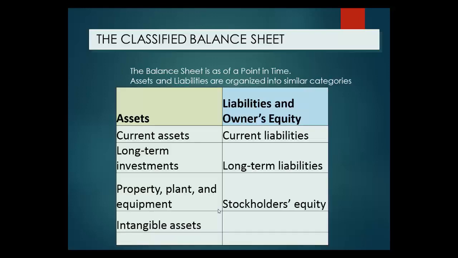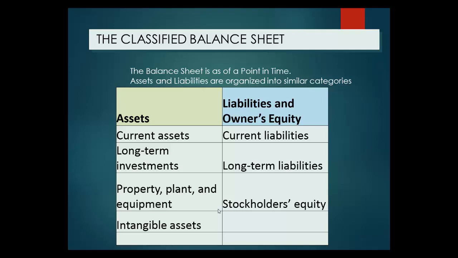Now, the balance sheet is issued as of a point in time, unlike the income statement and the statement of retained earnings, which are issued to cover a period of time. So think about that. The balance sheet says this is how much cash the company has in the bank at this point in time. So we've been running the balance sheet with a list of assets, a list of liabilities, and the owner's equity accounts. And now we're going to talk about the classified balance sheet.